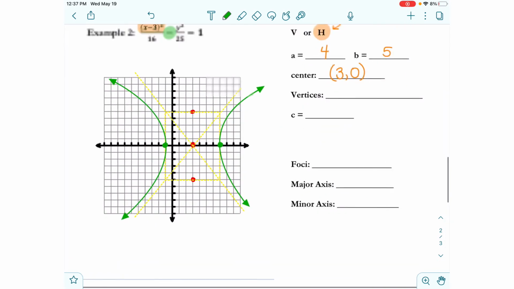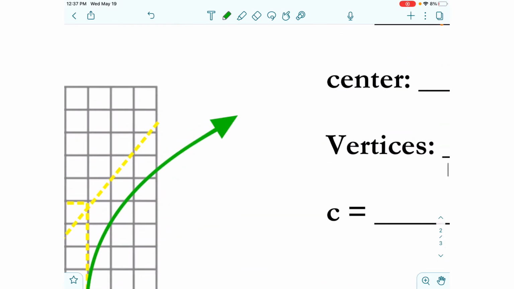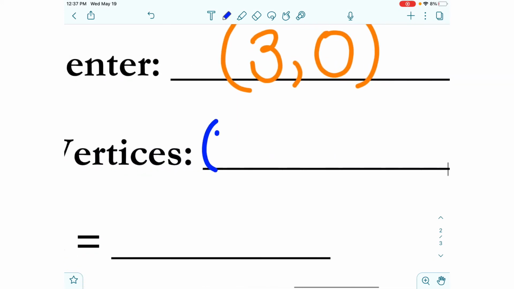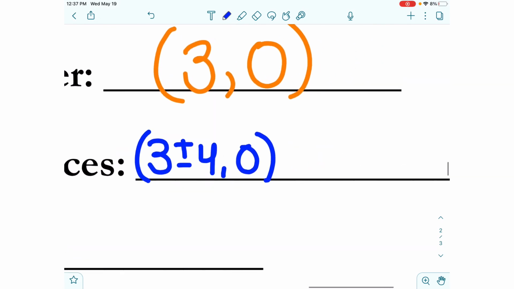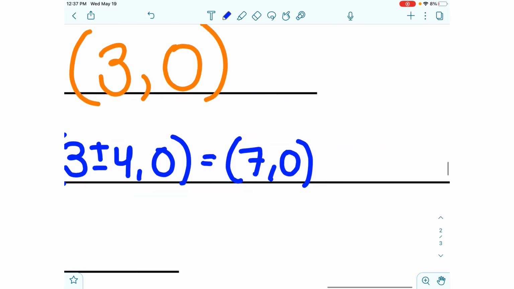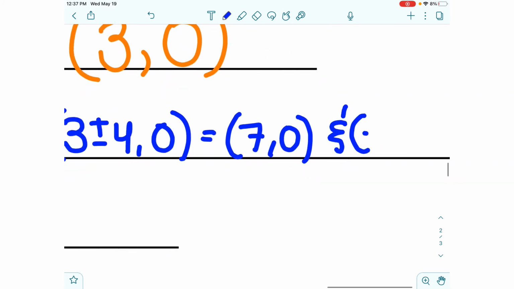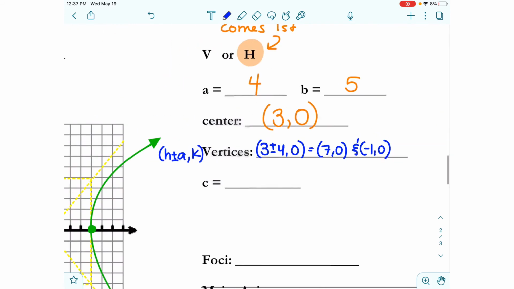There it is. Okay. So the vertices, I could eyeball it or I can use the formula. And if you are a formula person, just don't forget that this time the vertices go left and right. So we're adding the a value to the x of the vertex. So 3 plus or minus 4, comma 0. The a value is 4. 3 plus 4 is 7, 0, that's 1 point. 3 minus 4 is negative 1. And again, we could have just eyeballed that.